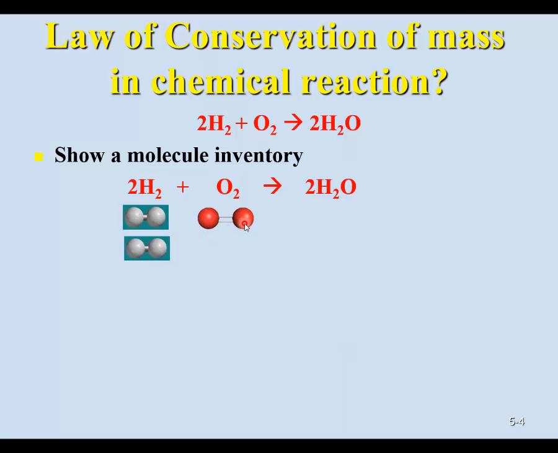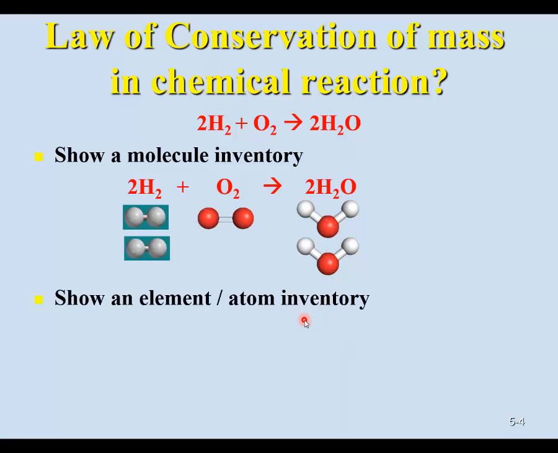So I have O2. As I'm looking at my products, I have a coefficient of 2 that's in front of my water molecules. If I draw a water molecule out, I have 2 hydrogens bonded to an oxygen in a bent molecule. Since I have a coefficient of 2, that indicates I should have 2 water molecules. So if I count up my number of atoms here, I have 4 hydrogens and 2 oxygens present. If I show my element inventory in this case, I can show the number of atoms.